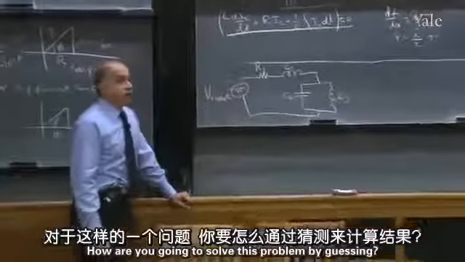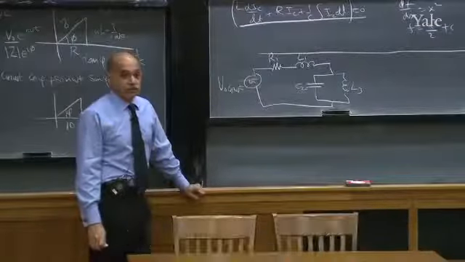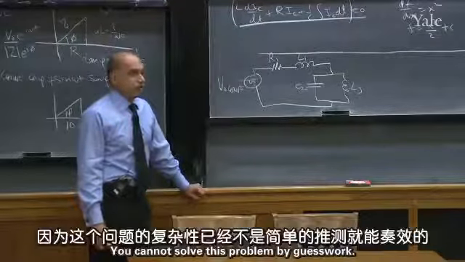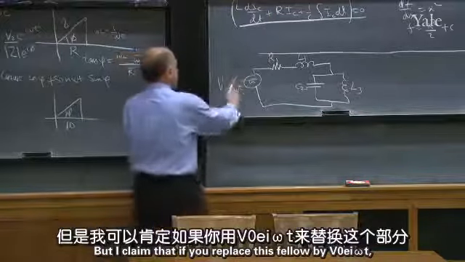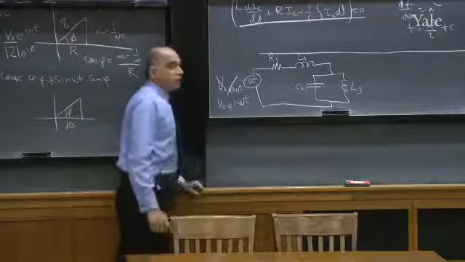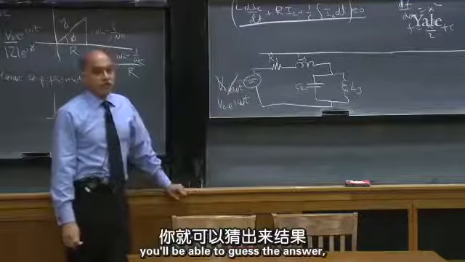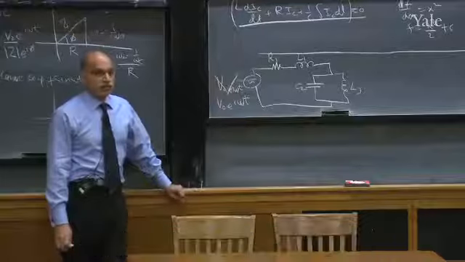How are you going to solve this problem? By guessing? You have no idea how to guess. You cannot solve this problem by guesswork. But I claim that if you replace this by V naught e to the i omega t, you'll be able to guess the answer. You'll be able to solve the problem. So I want to take a minute to tell you why that works.